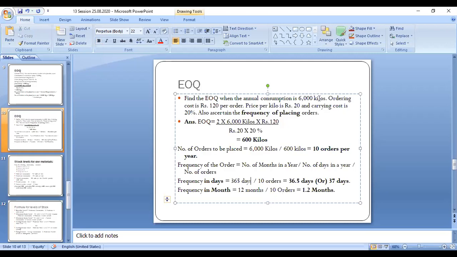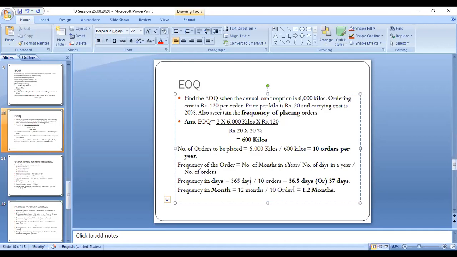With the annual usage, you can calculate the number of orders to be placed: 6,000 divided by EOQ. And next, one more formula I will give here. If you want to calculate in days, 365 days in a year divided by this answer, 10 orders, so that is 37 days. If you want it in months, 12 months divided by 10 orders, so 1.2 months. So this is the case.